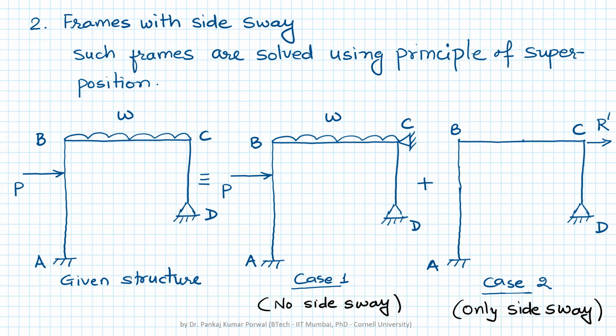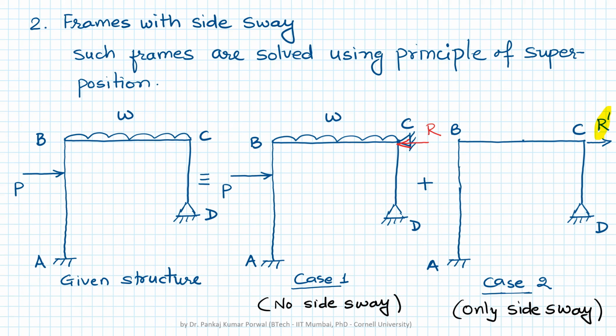In case 1, we apply a support at the joint. In this case we apply a support at joint C so that side sway is restricted. But because we apply the joint at C, the result will not be same as the result for given structure, and to compensate that we add case 2 to that, and in the case 2 we do not apply any external load, but we apply a load at joint C, and the value of load R dash should be equal in magnitude to the support reaction at C and opposite in direction to reaction at support C.